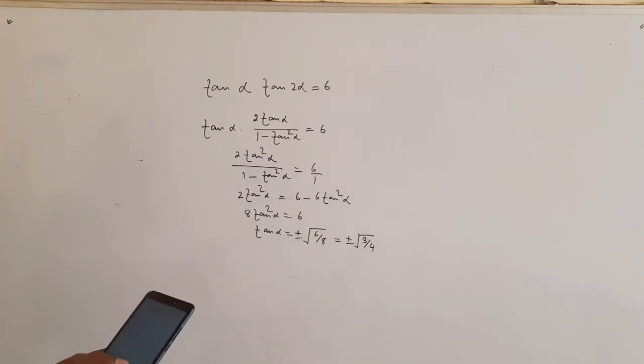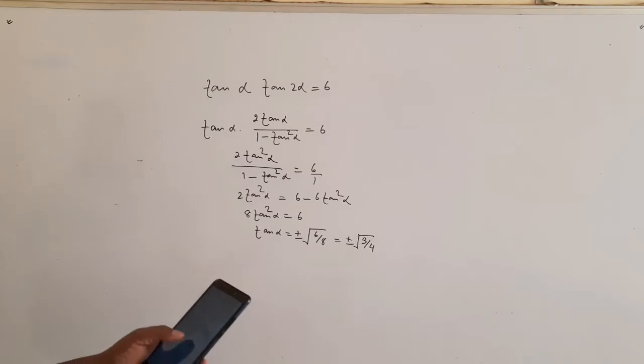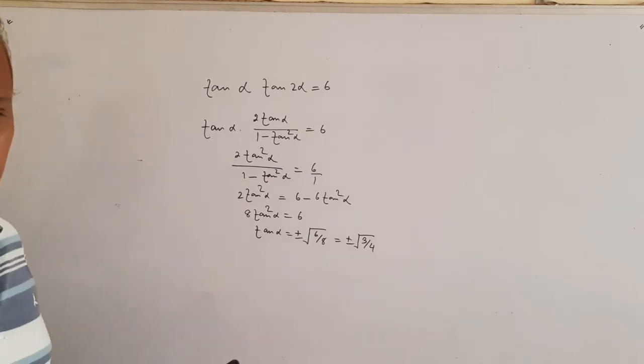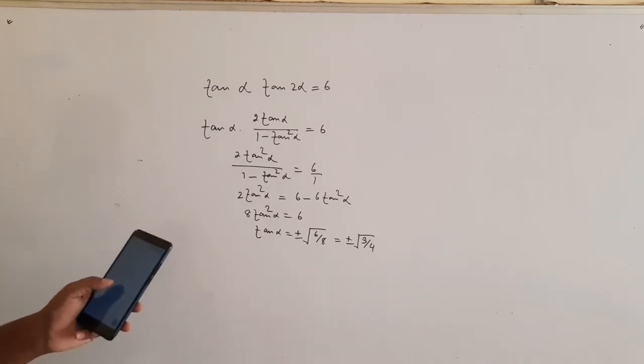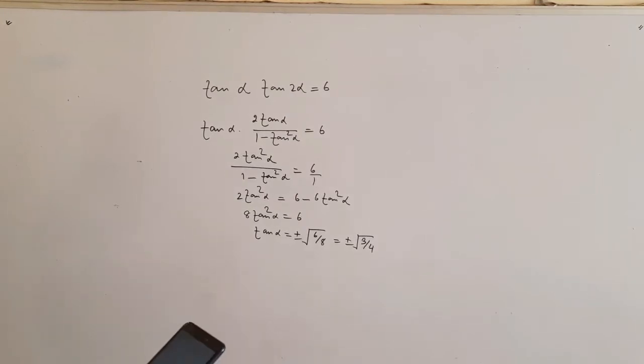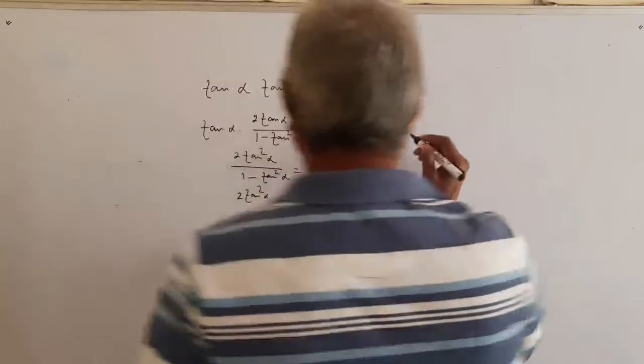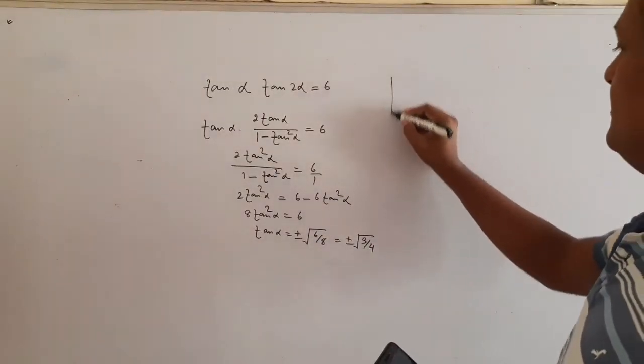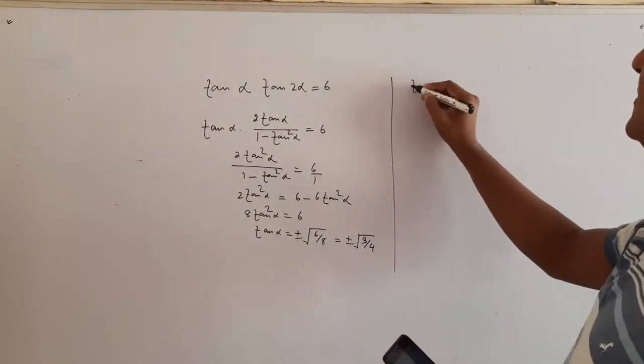Now in the second part, the same question says to solve the equation tan alpha tan 2 alpha equal to 1. In the second part there is a different question, so I just have to remove this screen or let it remain. I can say that this is the second part of this same question.